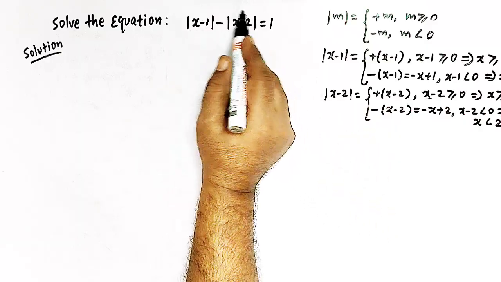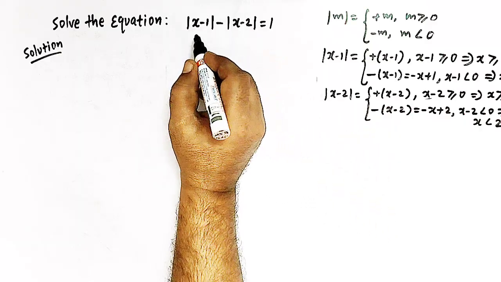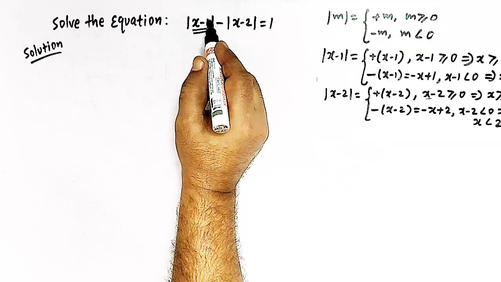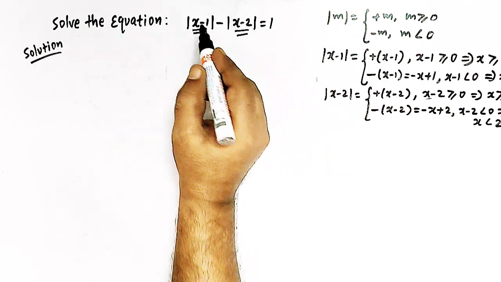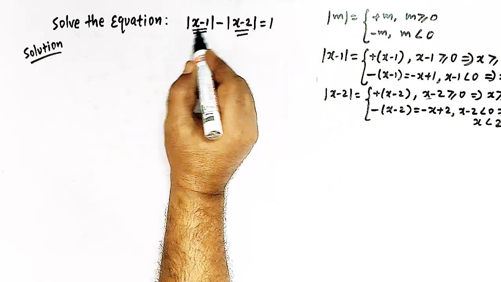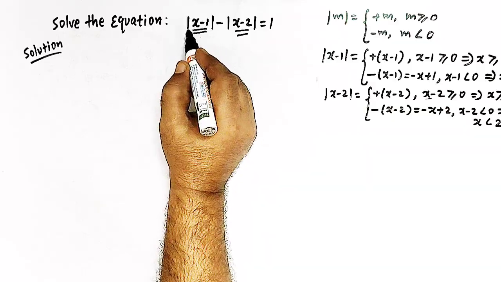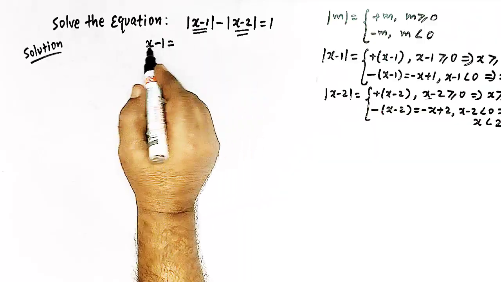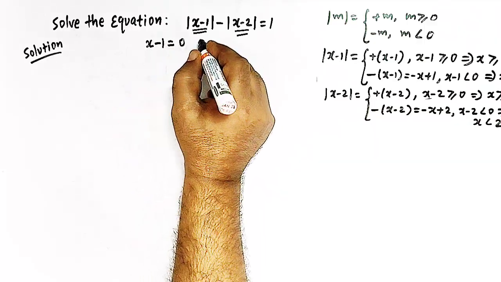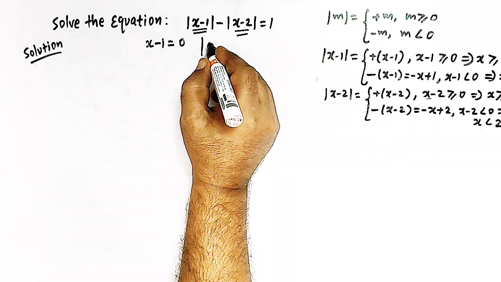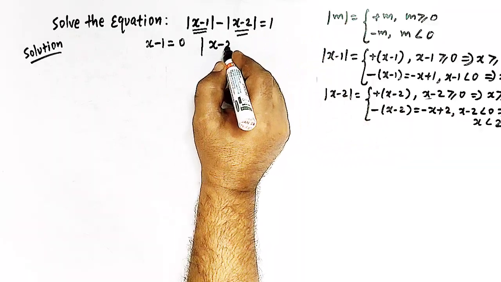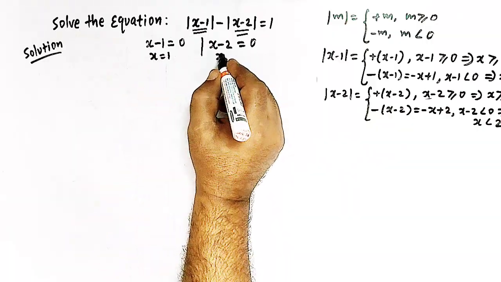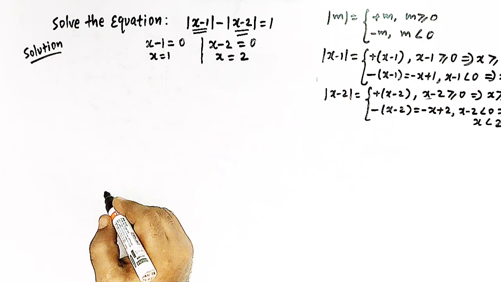Now let us find out the critical points. The critical points can be obtained by equating the expression inside the mod function symbol equal to 0 and solving the equation. So here we have x minus 1 inside the mod function symbol. The first critical point is obtained by equating x minus 1 equal to 0, and the second critical point can be obtained by equating x minus 2 equal to 0. So from here we have x equal to 1, and from here we have x equal to 2.